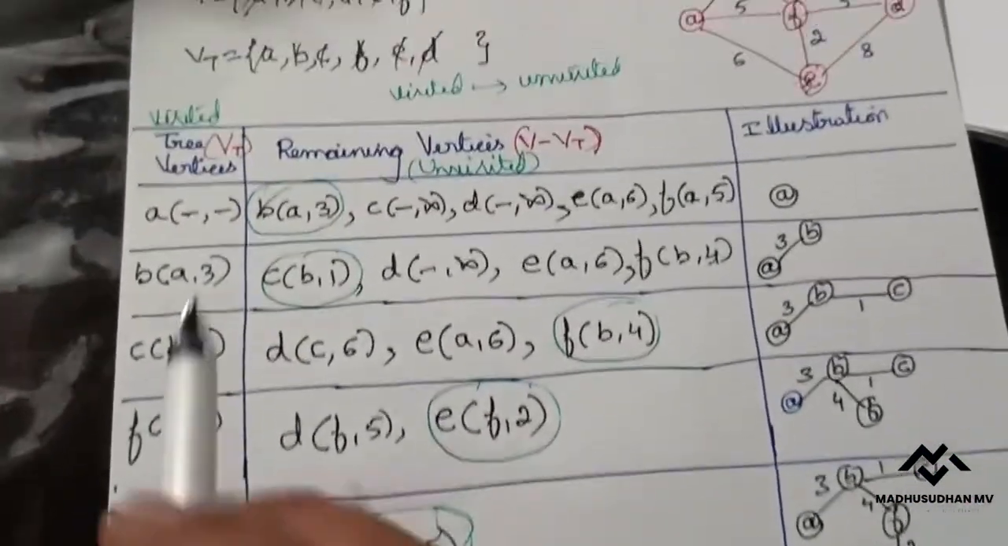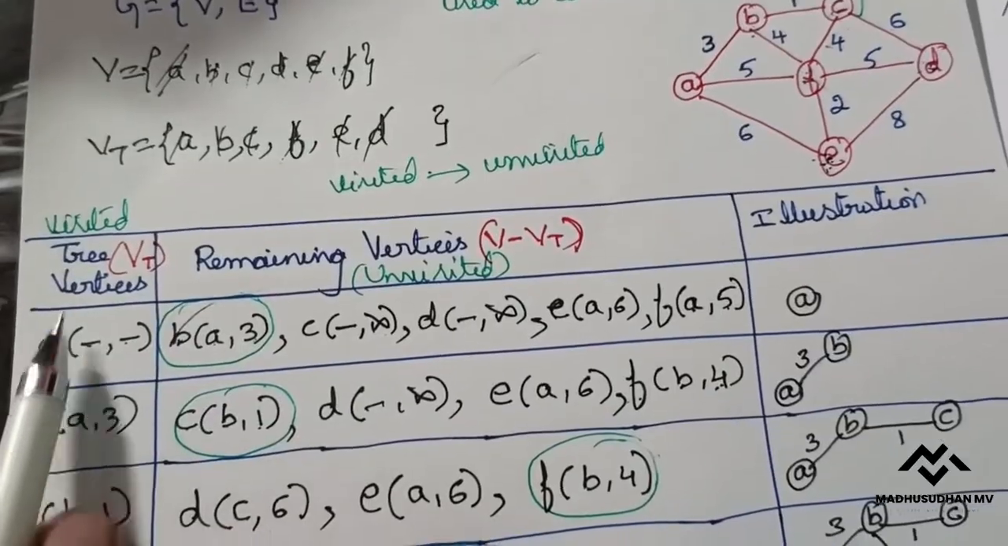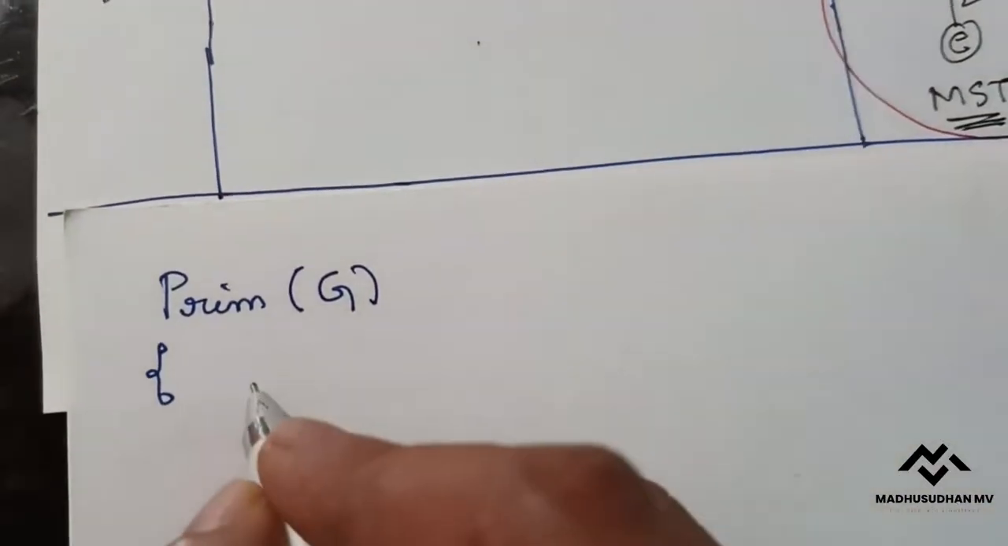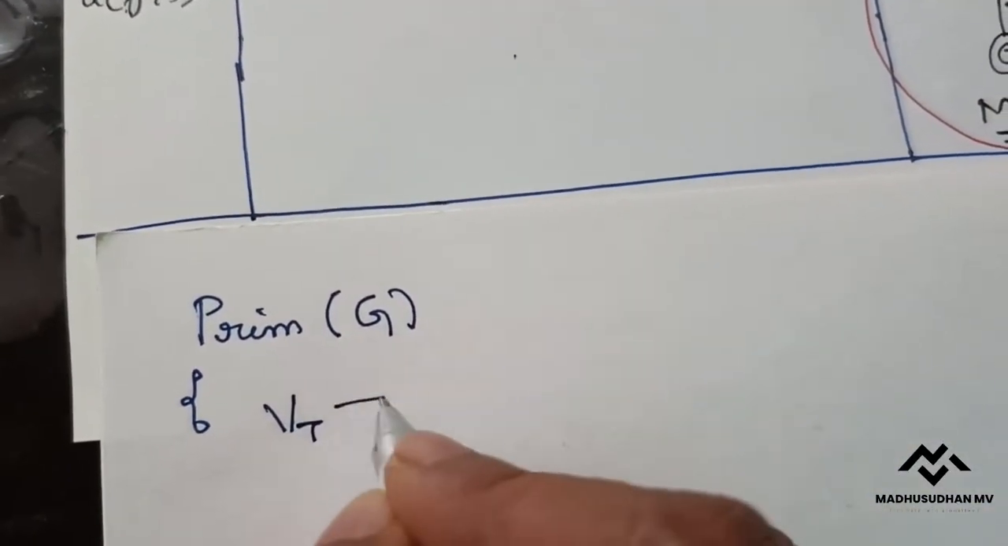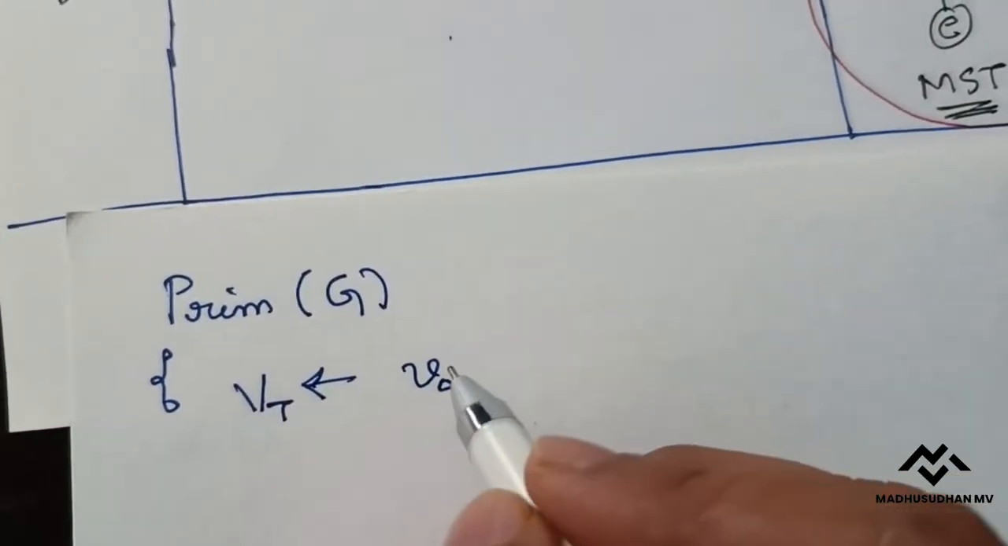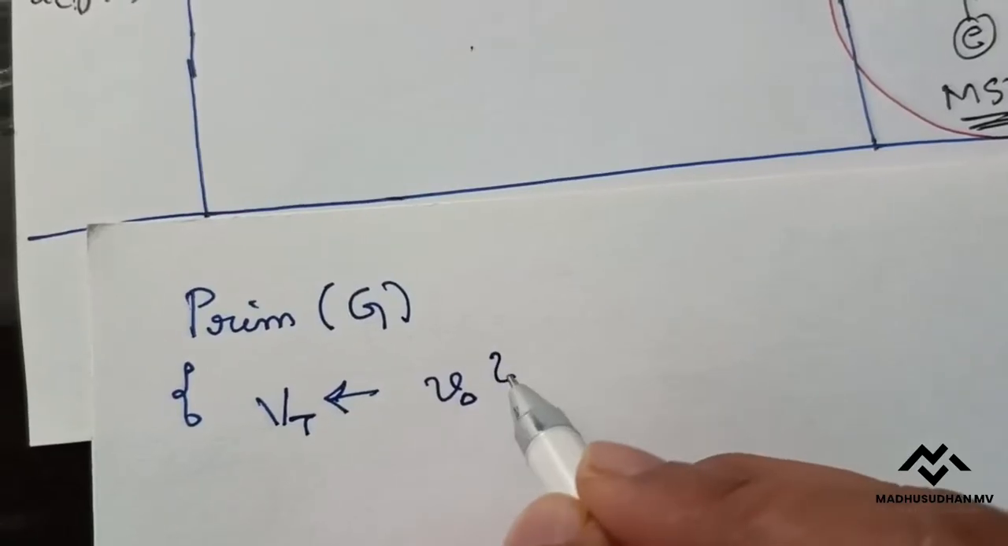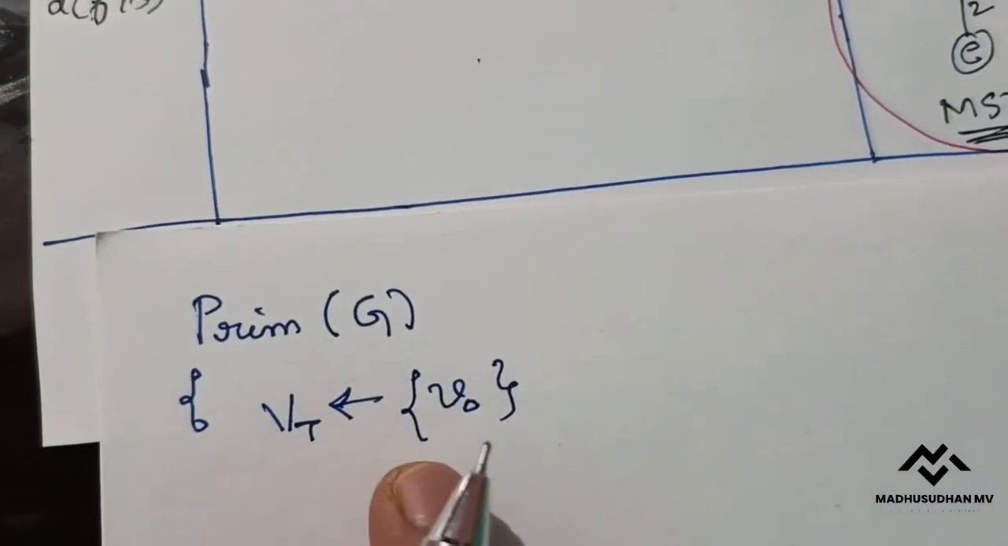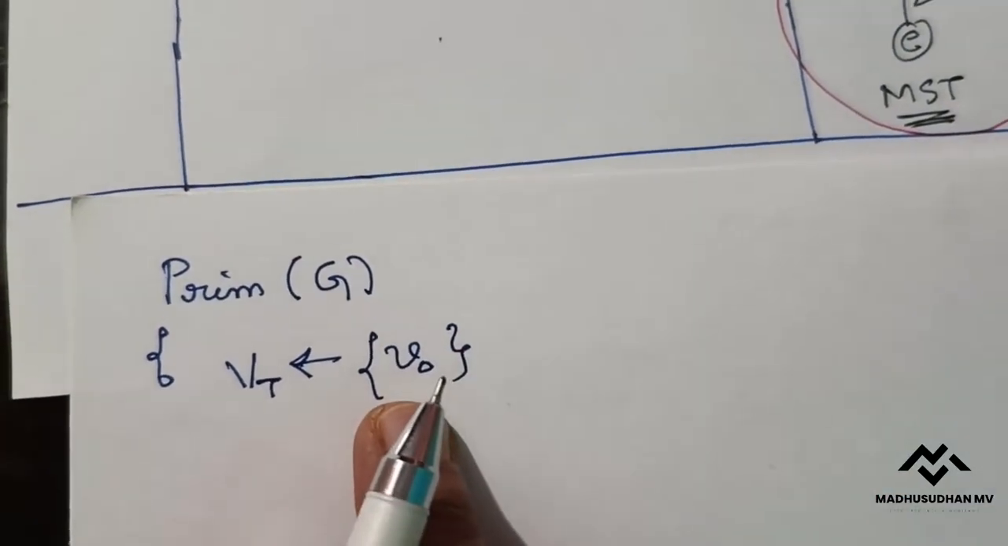Okay. So which one? VT. Which one is selected? A, we selected. So initially, VT means which vertex I selected. Generally I will say small v, that means this is my initial vertex. I selected one vertex. This is my initial vertex V0, in general, whatever it may be.